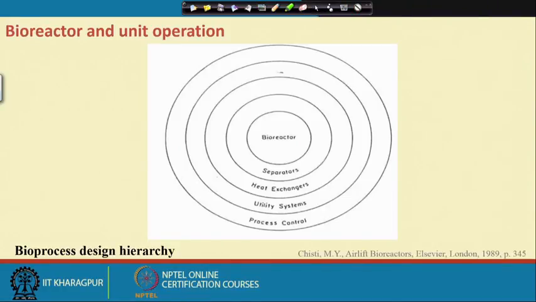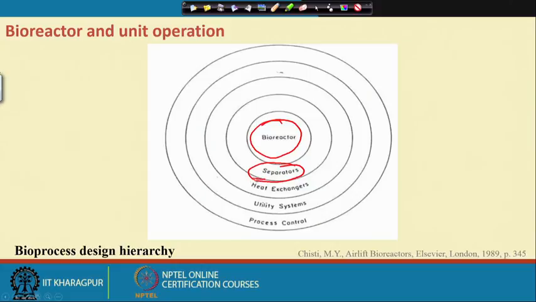Now, the question comes, what are the bioreactors and the unit operations? If you look at this, the bioreactor is what we call the heart of the chemical process. After the reaction is over, we pass it through the separator. So, in any biochemical or chemical industry, we have different separation processes. What do you mean by separation process? It means where solid is separated from liquid, or liquid-liquid separation also will be there.